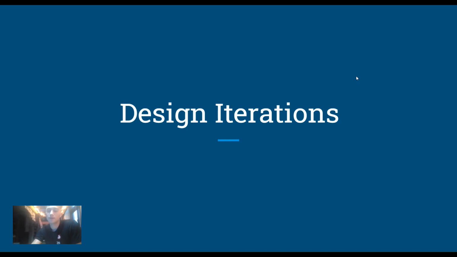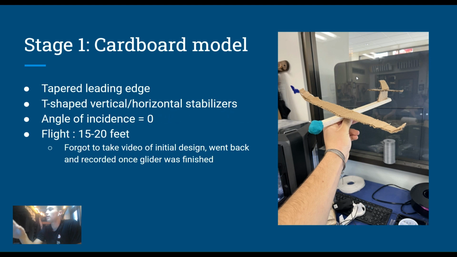Next up, I'll focus on each of my design iterations. Here's my prototype, as I mentioned I'd show earlier. Tapered leading edge, straight trailing edge. Angle of incidence here is 0, which is key to note. It flew around 15 to 20 feet, so it was not great. I think partially because this back here was a little too heavy.